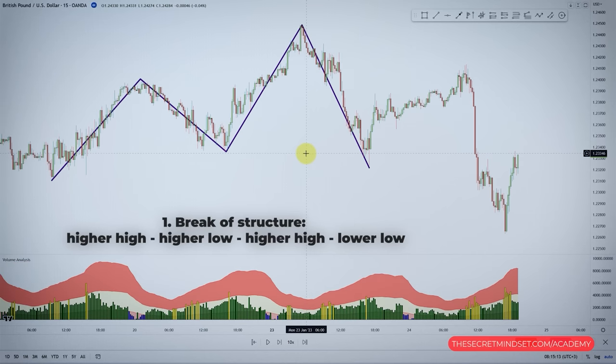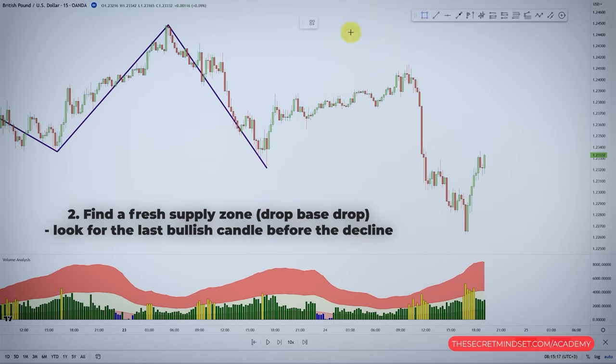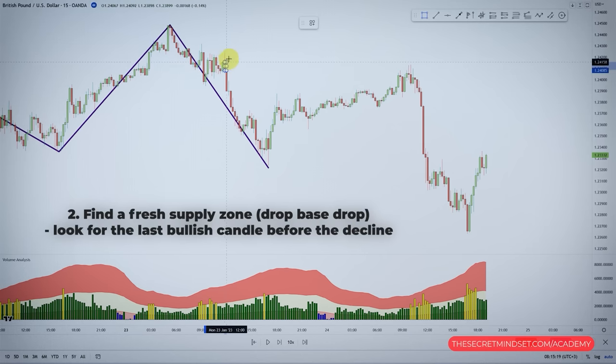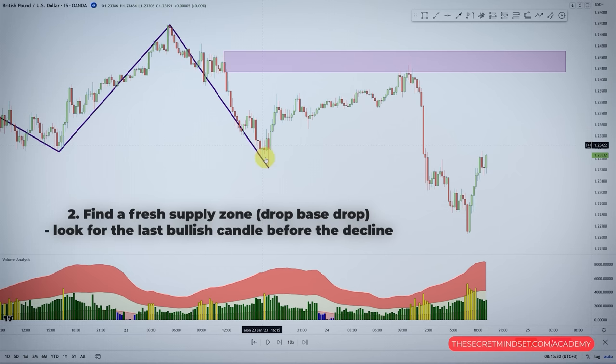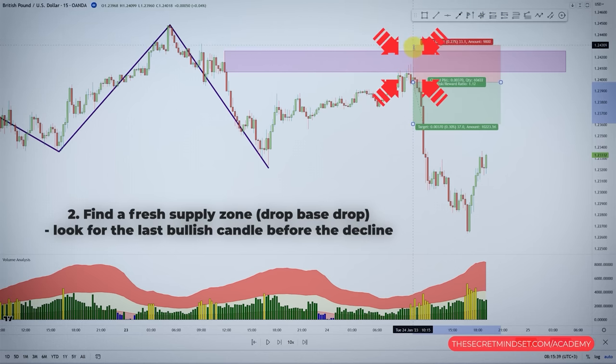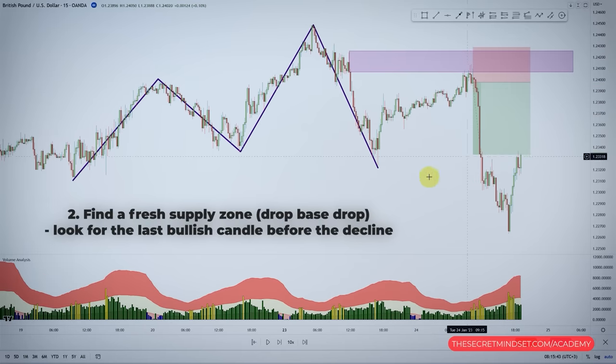Remember, you don't enter just because you find a possible break of structure. You need to wait for price to rise again to a fresh and untested supply area. You look at the left side of the previous high, where the previous strong down move started. I see a drop base drop formation, which is a continuation pattern forming a supply zone. When price returns to this area, you can open a sell position with a stop loss above the supply zone.